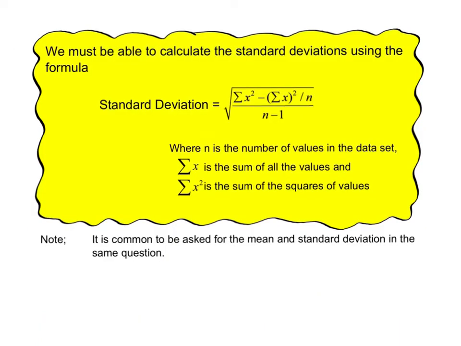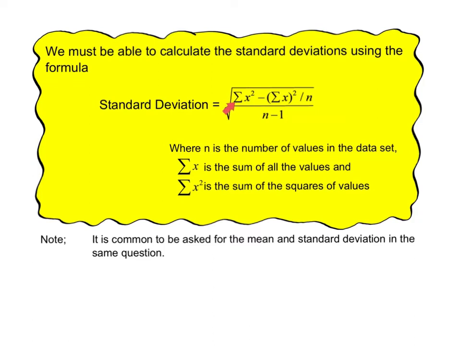We'll now go on and look at how we'd actually calculate the standard deviation. If you have the National 5 formula sheet, you'll notice the formula for standard deviation is given, but it's given as two separate formulas. This one here is the second of those two formulas, and this is the one we'll probably use most of the time, if not all of the time.